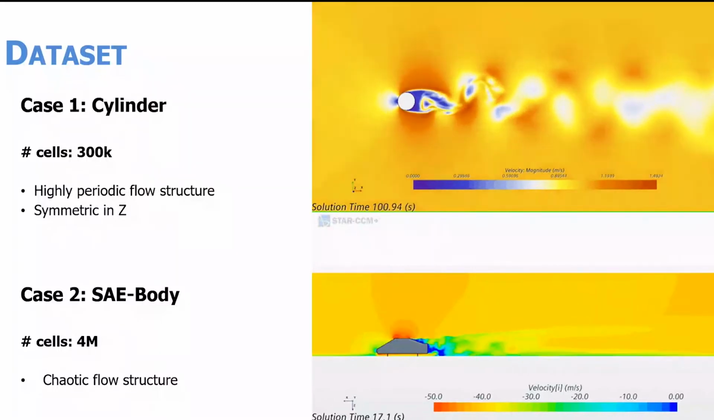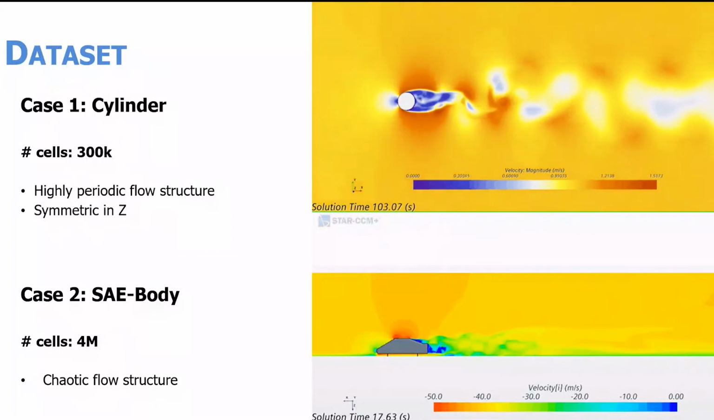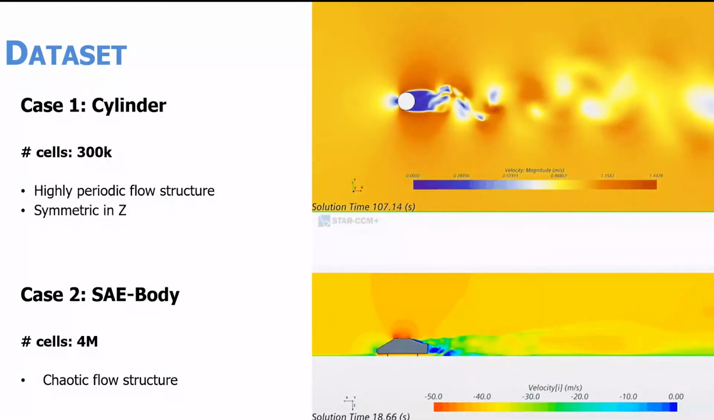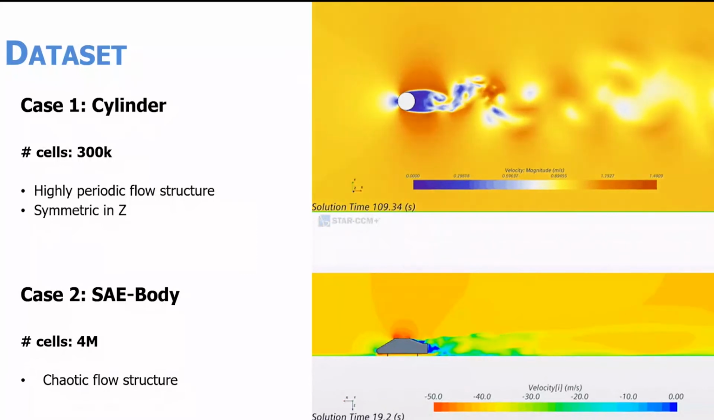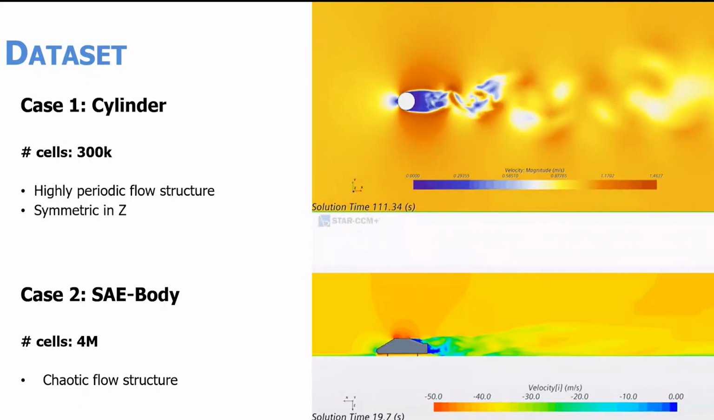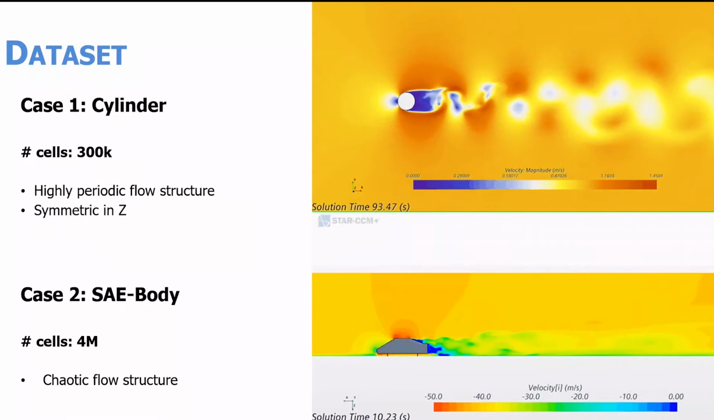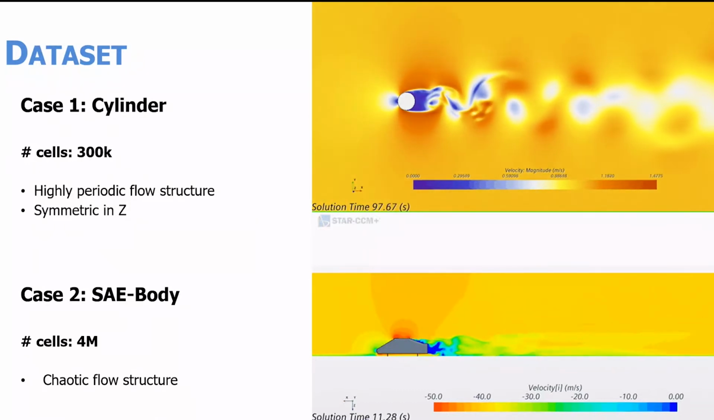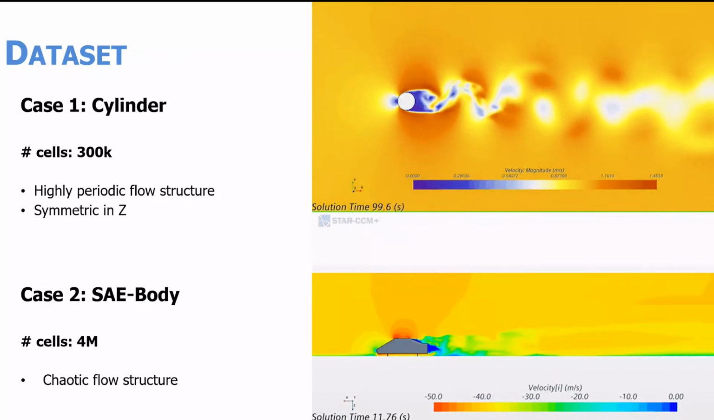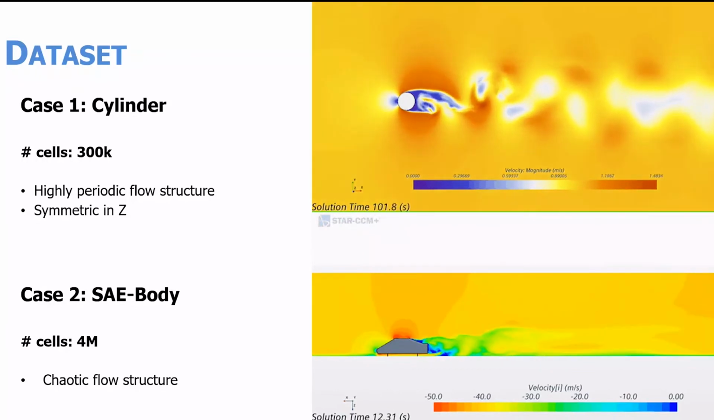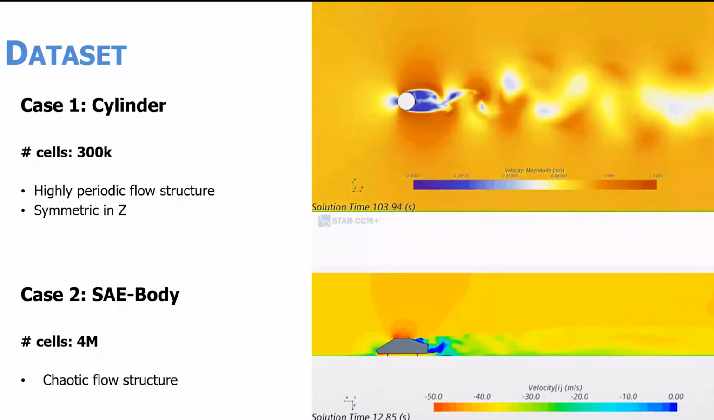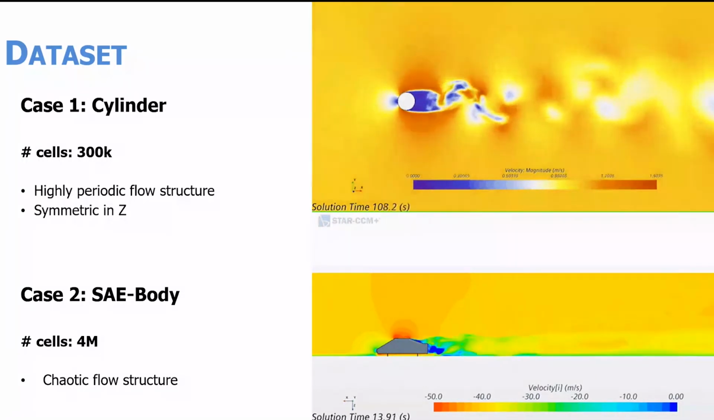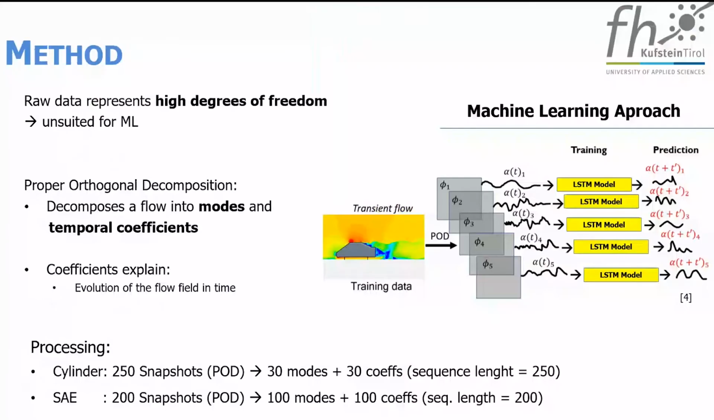However, on the SAE body, which is a more realistic use case from the aerodynamics field, we see that there's a highly chaotic flow structure after the object. It should mimic a car, kind of like a low resolution car. But we can see that the flow structure after the object has a lot of turbulences. We cannot really identify any pattern in here. So we already see that these two cases are very different from each other and are giving us a nice ground to introduce machine learning to them.